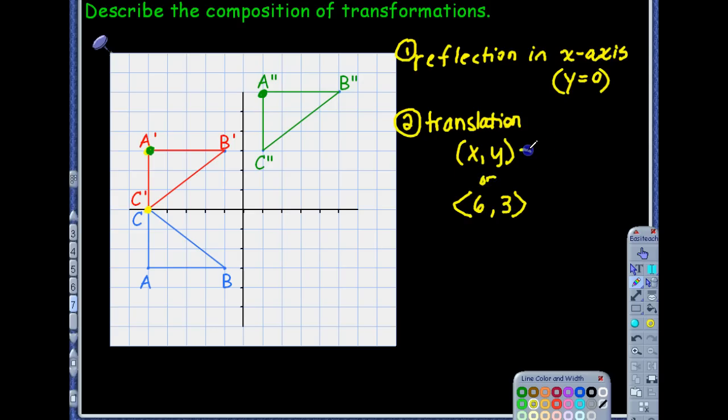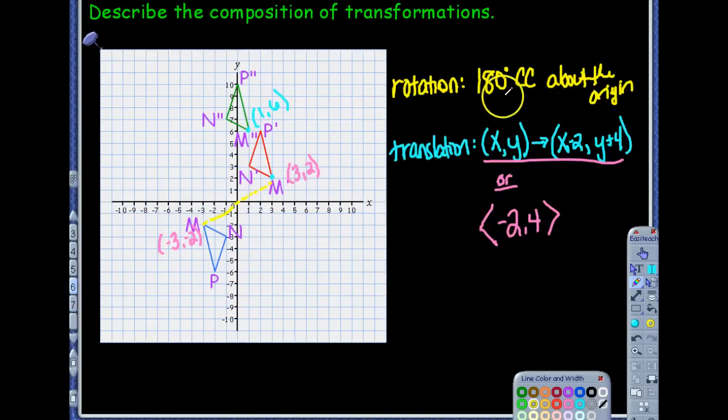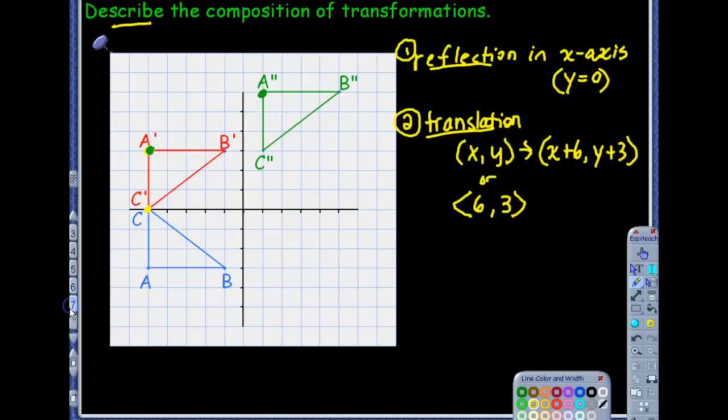Or the coordinate notation of (x, y) maps to (x plus 6, y plus 3). So either one. Now, what we're looking for when you describe is what type and the criteria that goes along with that type. With a rotation, that's the one that has a little more. Notice rotation, there's a lot more you had to write. Translations look like a lot more, but you just need one or the other. And reflection is just what line.